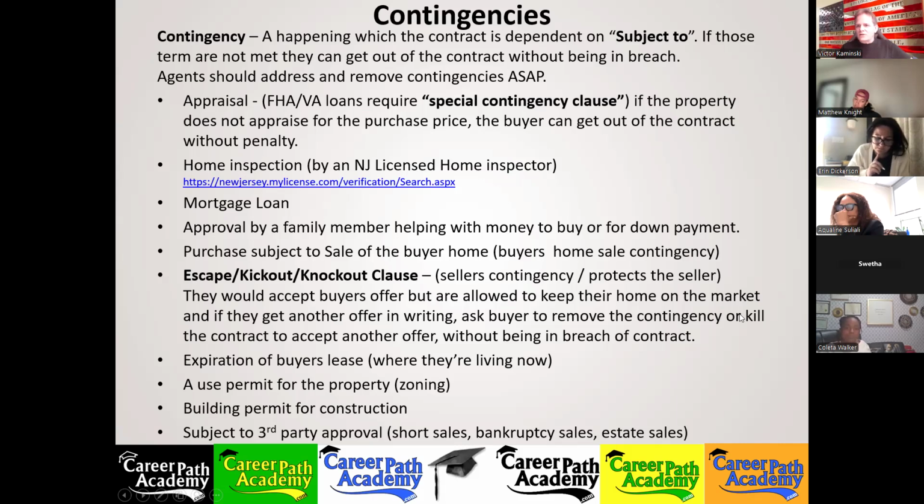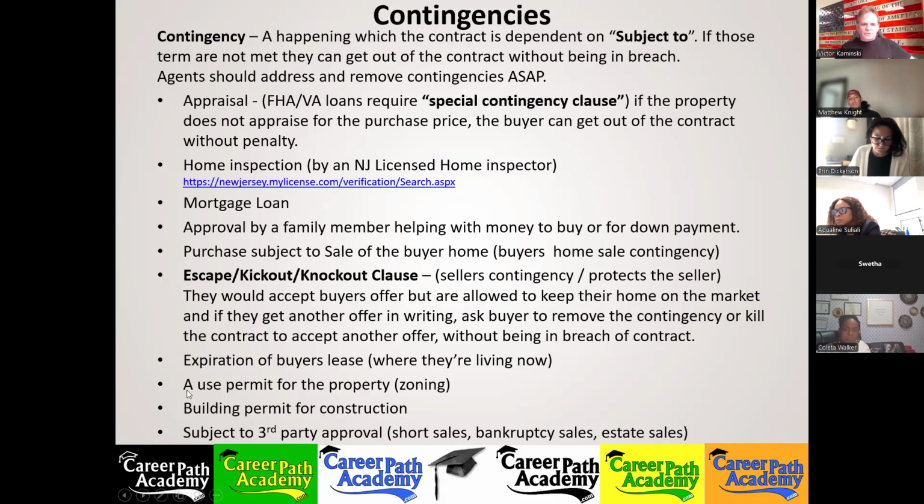Or subject to the sale of their current home, the seller could insist on an escape clause, also known as a kick-out or knockout clause, being added to the contract. That would allow them to continue marketing the property, and in the event they get another buyer that makes an acceptable offer in writing, they could go back to the previous buyer and say, are you ready to remove this contingency, the sale of your current home? If not, we're going to cancel the contract with you so we can accept this other one that just came in. And then they would not be in breach of contract.